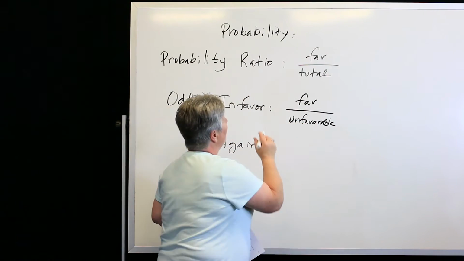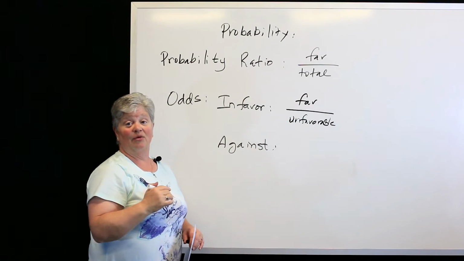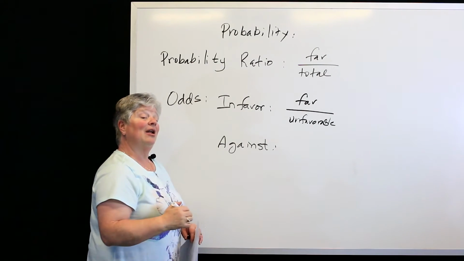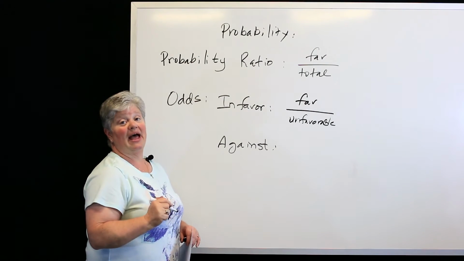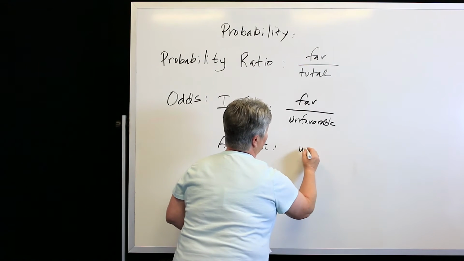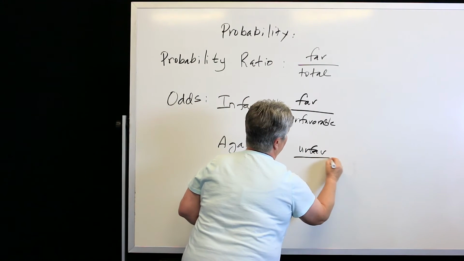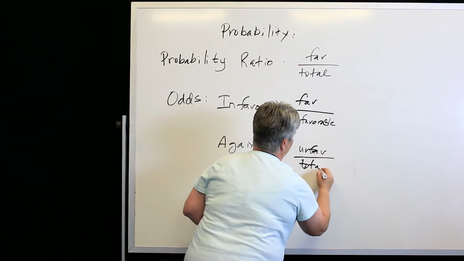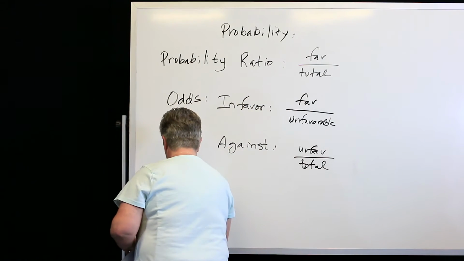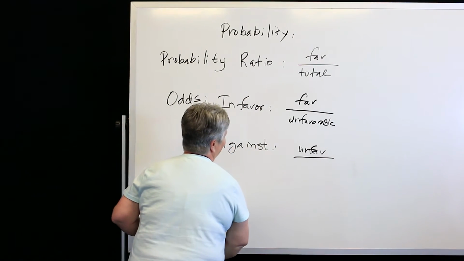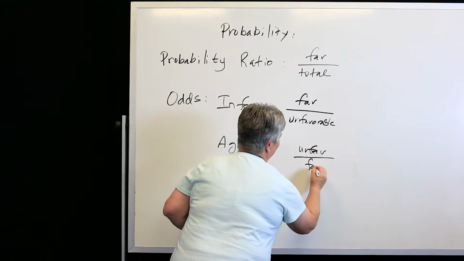All right, so favorable outcomes to unfavorable outcomes. If I talk about odds against, I'm just flipping that. So I'm saying unfavorable to total. Oh no, unfavorable to favorable.